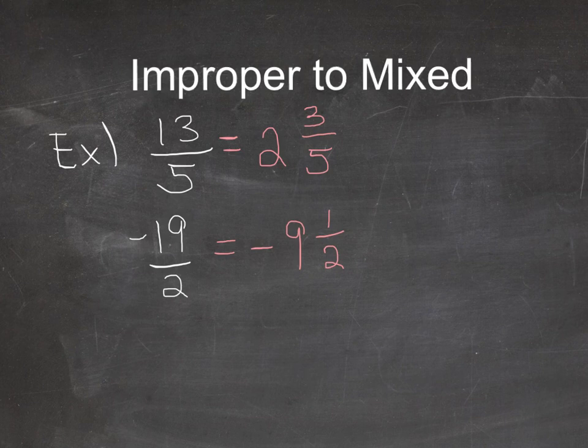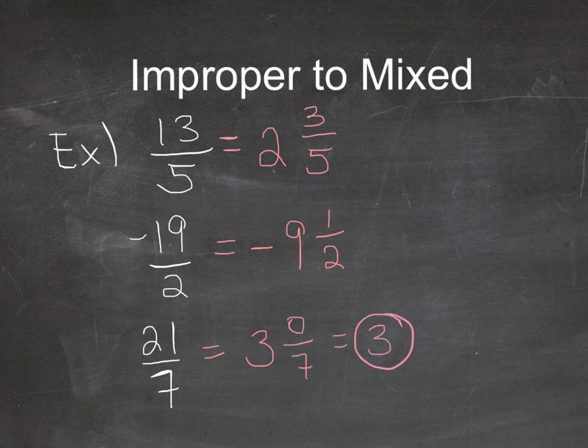And the last one, 21/7. So same thing, I want to see how many groups of 7 I can take out of 21. So I can take 3 full groups of 7, because 3 times 7 is 21, and that would leave me with 0/7, because I take 21 away from 21. So it's just equal to 3. So it is possible to change your improper fraction into a whole number as well if it divides evenly. Okay, and let's just look at one more type of problem.